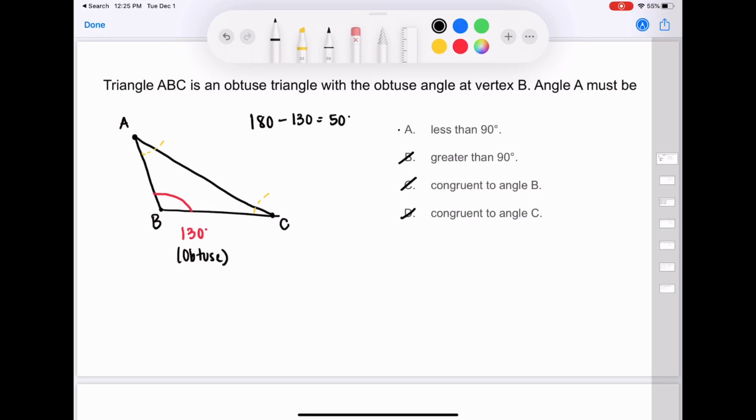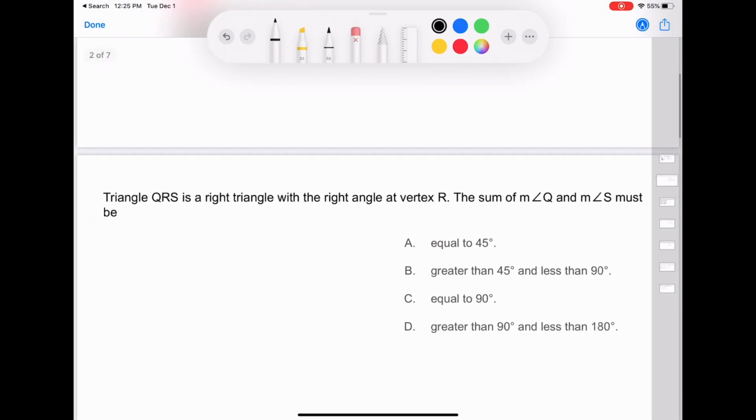Therefore, in every obtuse triangle that we have, we know that angle A must be less than 90 degrees. That is a requirement of an obtuse triangle. An obtuse triangle has one obtuse angle and two acute angles. Therefore, angle A must be one of those two acute angles and thus must be less than 90 degrees. Let's look at the next problem.